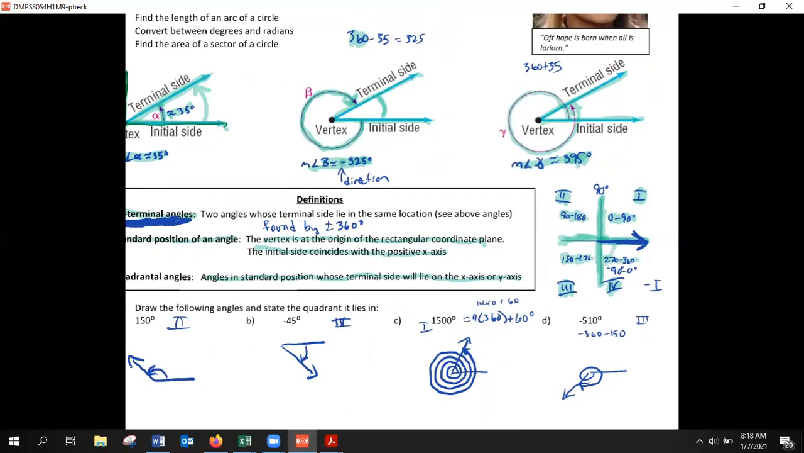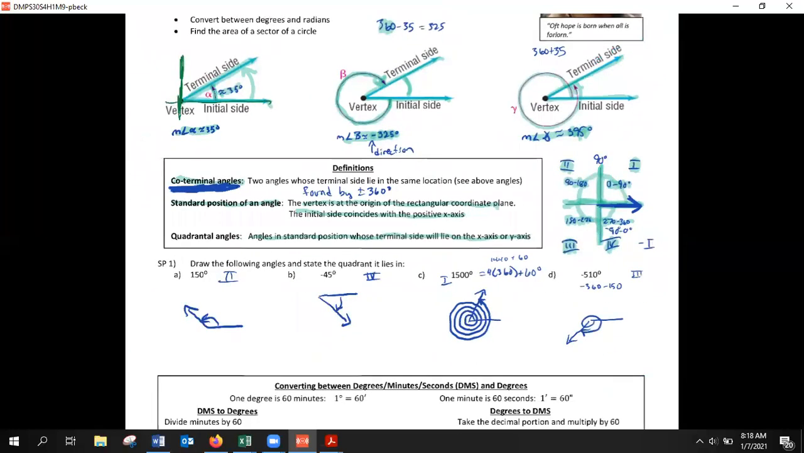If we went backwards this way, then that would be from negative 90 degrees to 0, then negative 180 to negative 90, negative 270 to negative 180, negative 360 to negative 270. And we can keep going around and around as many times as we want.